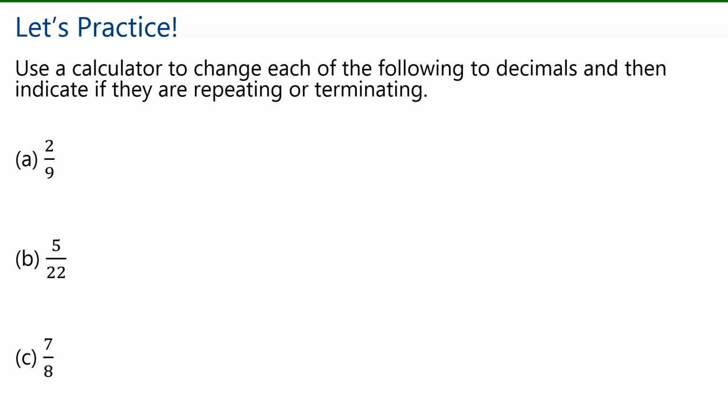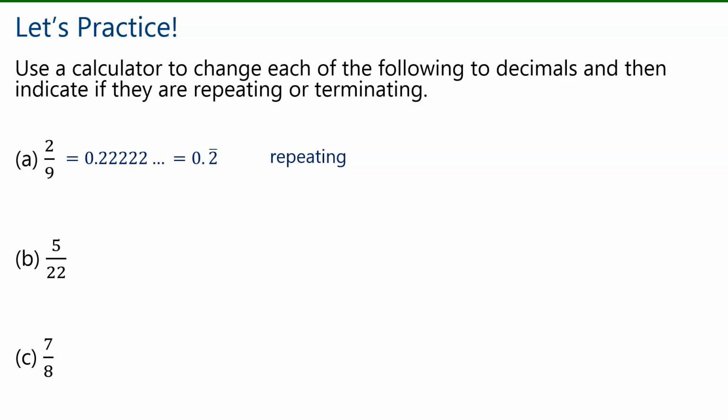So now let's use a calculator to change each of these fractions to decimals and then indicate if they're repeating or terminating. So when I put in 2 divided by 9 on my calculator, I get the screen full of 2's, as much as my calculator can show me. Now it doesn't have the ... at the end, but if your calculator is full of 2's, then it does repeat. Now let's just write this in bar notation. It would be written like this, 0.2 with a bar. So this is in fact repeating.